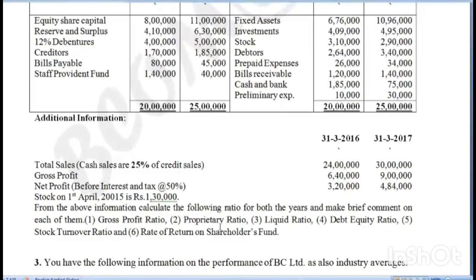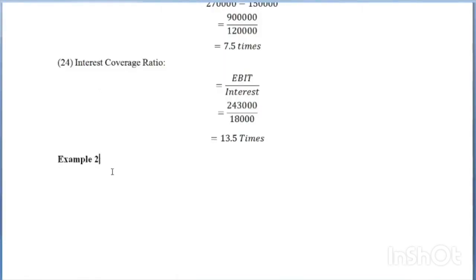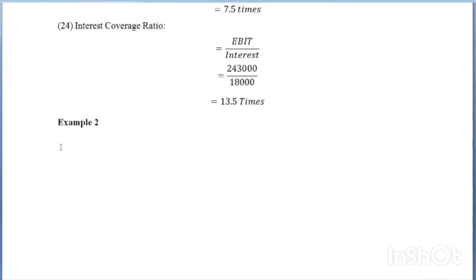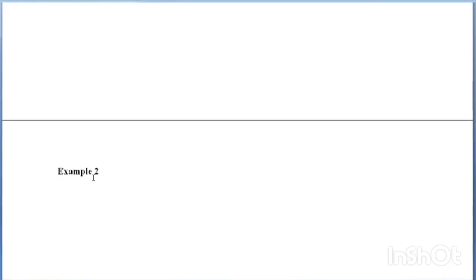So let's start the working note. What calculations do we require? The first calculation we need is the profit statement. We will first prepare the profit statement for both the years, and it is prepared like this.